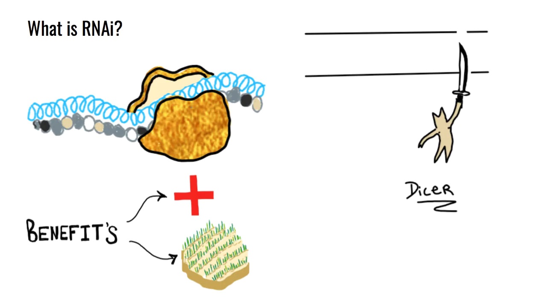RNAi has two primary functions. The first is to regulate the expression of certain genes in the body, and the second is to limit the intrusion of pathogenic antigens in the body. It does this by shutting off gene expression using double-stranded RNAs to limit or inhibit translation in the cell. This is a quick overview of how that is done.